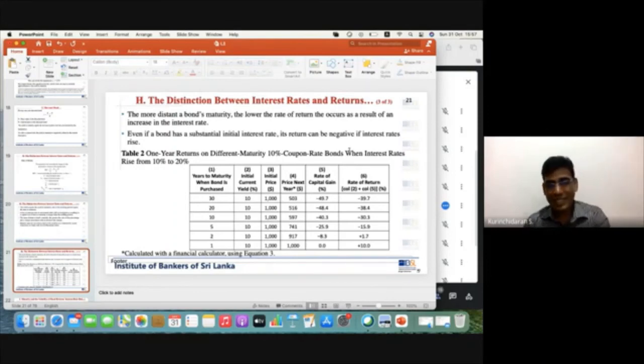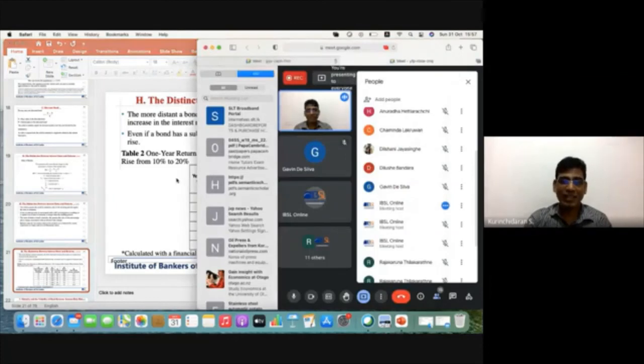Simply saying, now the Sri Lankan interest rate is increasing, you can have two bonds. One is with 1 year remaining maturity. The other one is 10 years remaining maturity. So the 10 years remaining maturity bond will make more loss compared to the 1 year remaining maturity bond. This is the conclusion. I think you could understand.